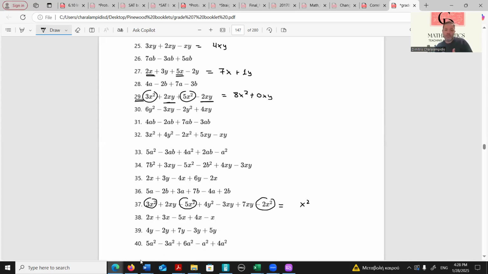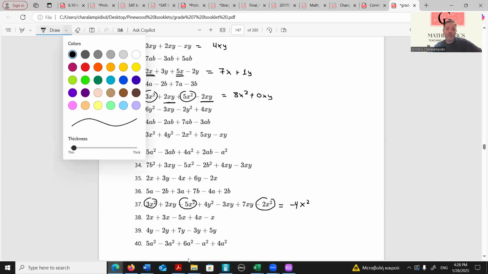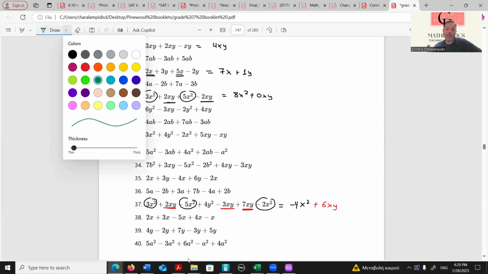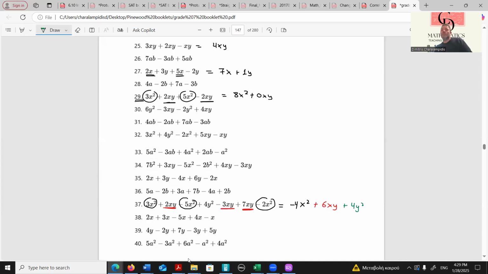And now we have to consider their coefficients. 3 minus 5 should be negative 2. Negative 2 minus 2 should be negative 4x squared. Then let's work with the xy's. 2xy minus 3xy should be minus xy, plus 7xy should be plus 6xy. And finally, we just have the plus 4y squared. And that would be all.